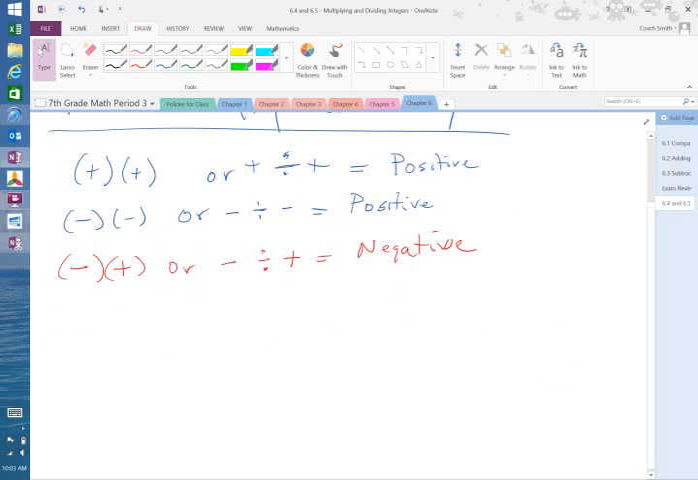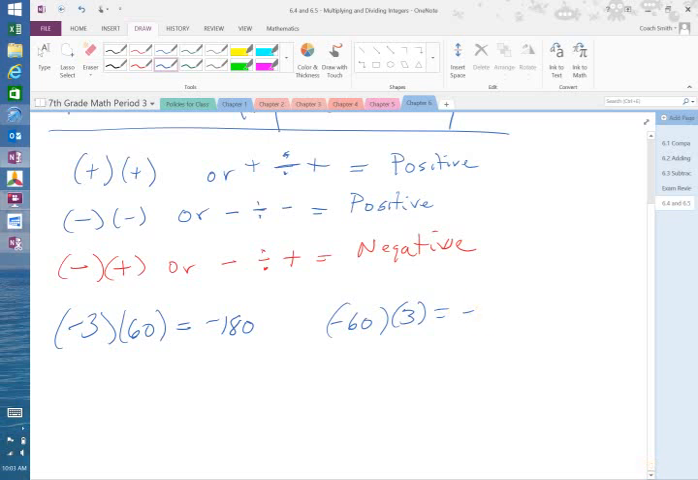Okay? For example, if I have negative 3 times 60, okay, negative 3 times 60 is going to give me negative 180. Just as negative 60 times 3 is equal to negative 180. And it doesn't matter which one comes first, doesn't matter which one comes second. It matters if there's one negative sign, the answer is going to be negative. If there's two negative signs, it's positive. If there's two positives, it's positive.